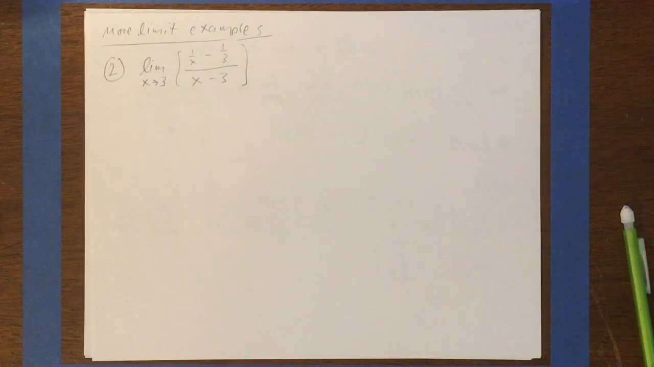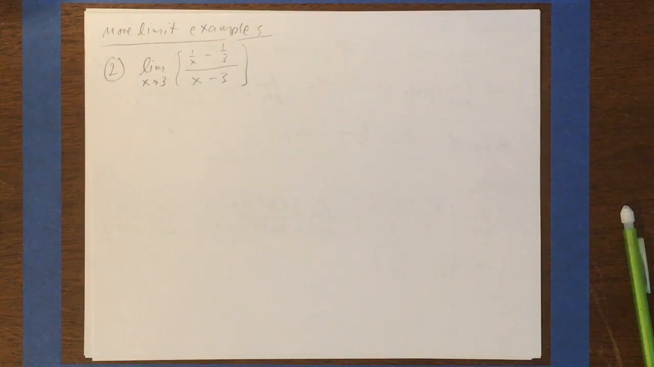All right, so in the last video, I did the first example of applying algebraic manipulation to help us solve a limit. Let's do another one. This one's a little bit different. It's not as simple as just factoring and canceling common factors. In this example, we have the function (1/x - 1/3) divided by (x - 3).